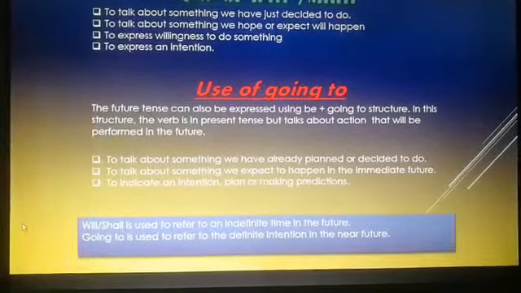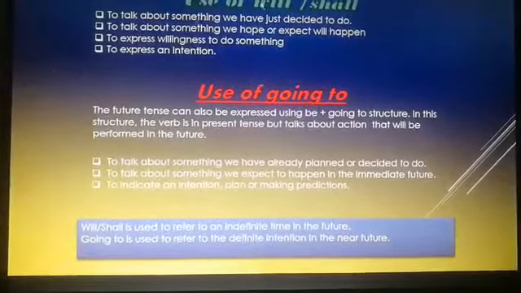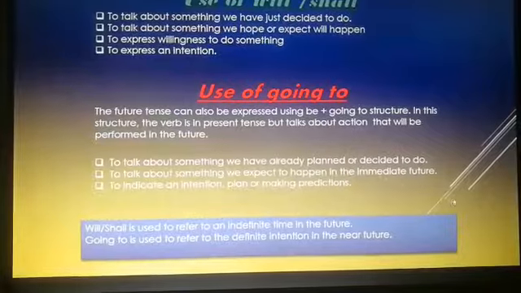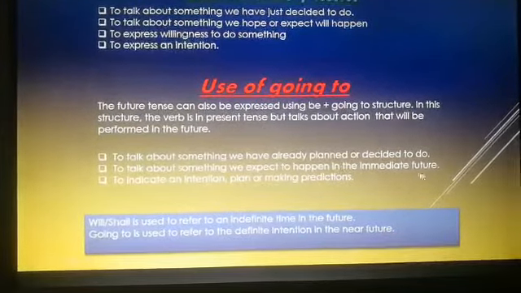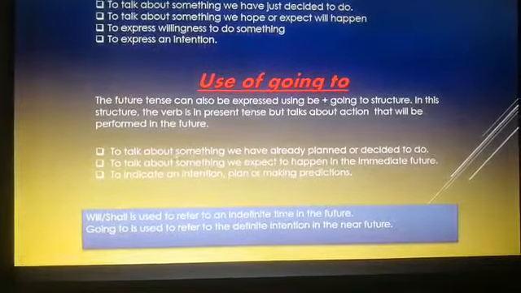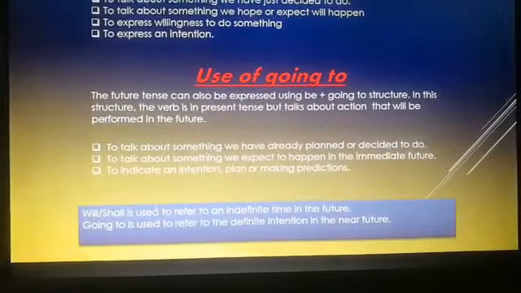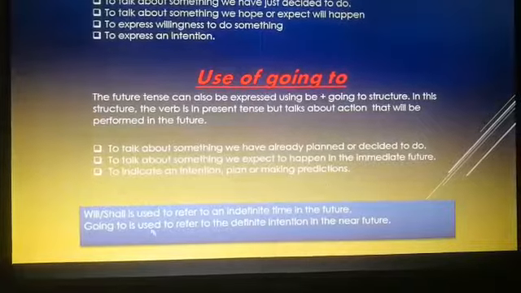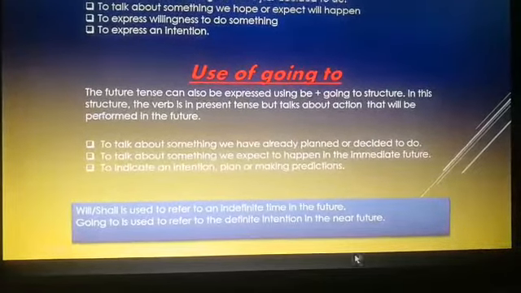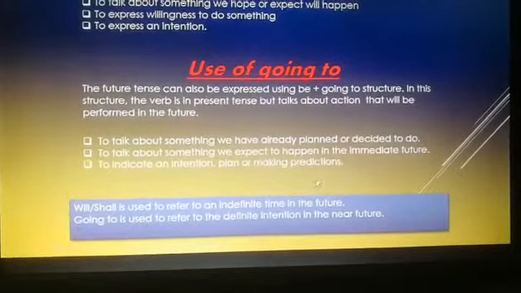So when is going to used? It is used to talk about something we have already planned or decided to do, to talk about something we expect to happen in the immediate future, and to indicate an intention, plan or making prediction. Will and shall is used to refer to an indefinite time in the future, and going to is used to refer to the definite intention in the near future. We'll see few more examples so you will understand it better.